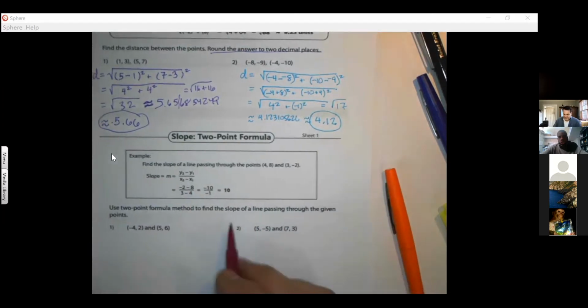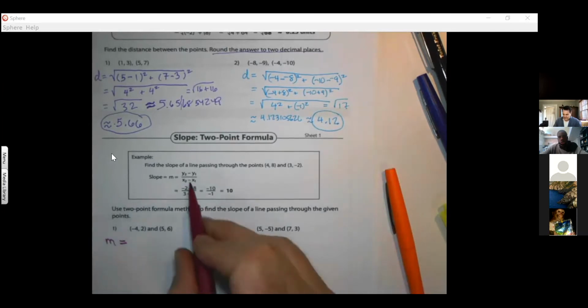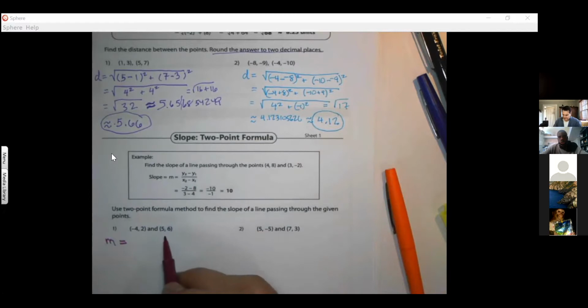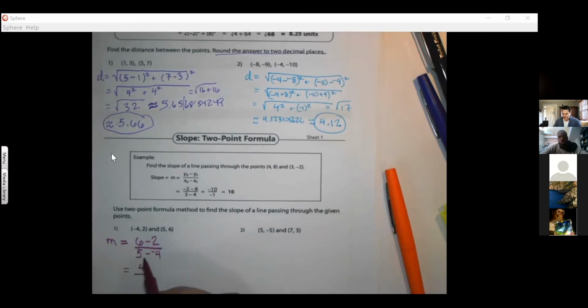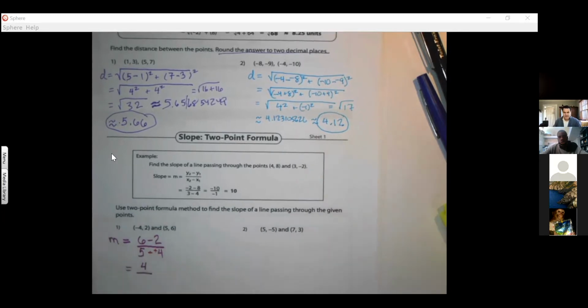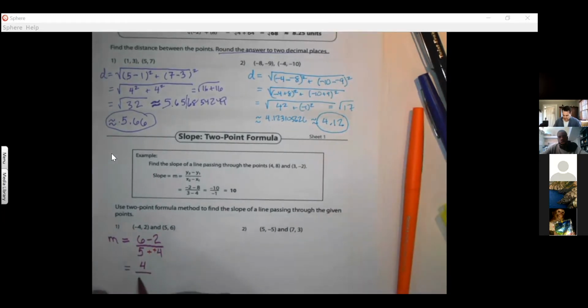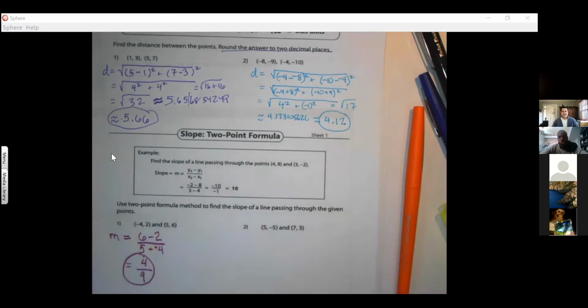So the slope formula is m equals, and then I have to take the difference between the y's. So the second part is y, so I'll go 6 minus 2, and then divide that by the difference between the x's. So 5 minus negative 4. 6 minus 2 is 4. And when I do minus a negative, that's really the same thing as adding. So I'm going to make those plus, and it becomes 4 over 9. And that's a reduced fraction. So that's my final answer. I'm just going to leave it like that.